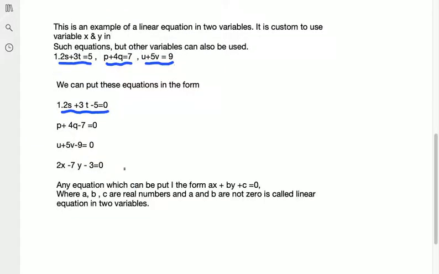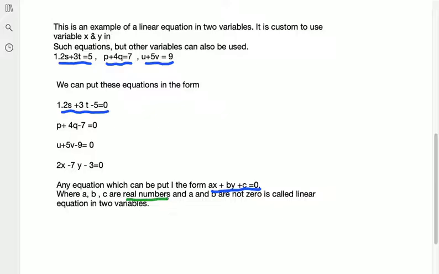Thereby we are putting these equations in the form ax plus by plus c is equal to 0. So this is a simple common format. We are bringing all the x and y terms and constants to one side and 0 on the right side of the equation. Here, if you notice, a, b, c are real numbers, and a and b are not 0. In this case, we call this a linear equation in two variables. We'll be seeing how we're going to solve that.